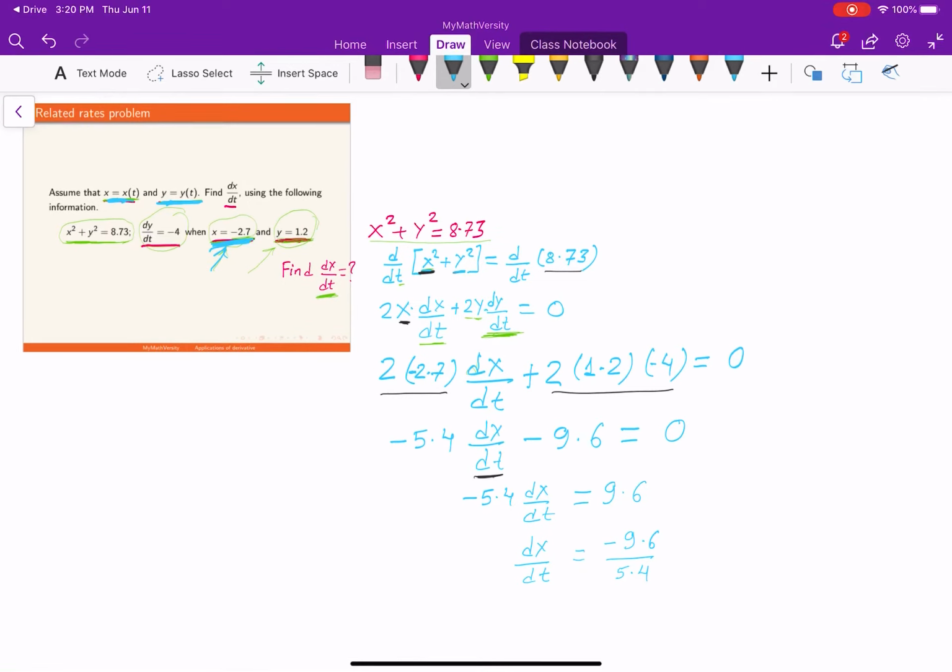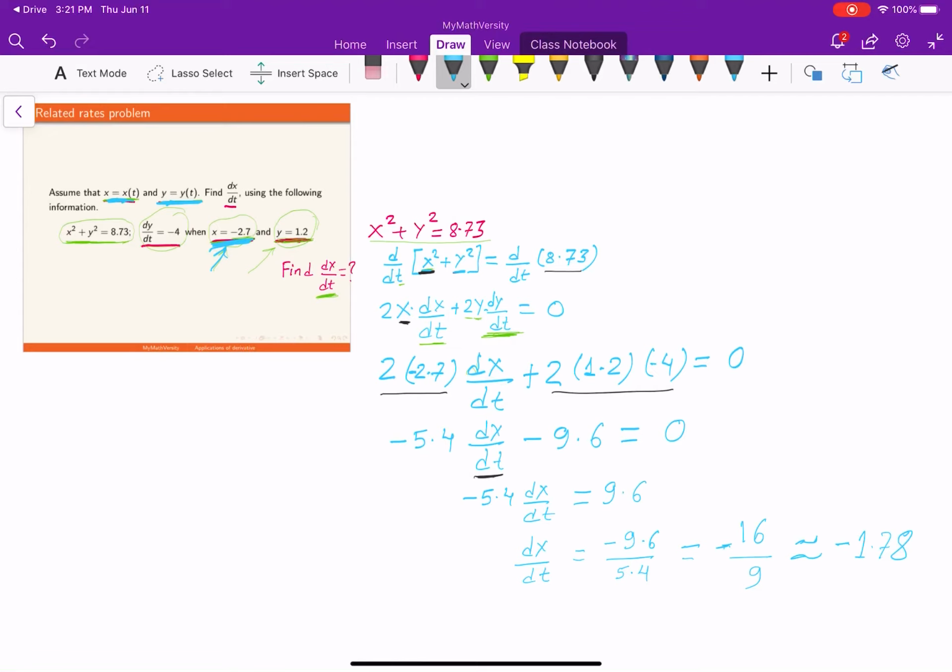But if you want to rewrite this, 9.6 divided by 5.4 can also be written as the fraction 16 over 9, and so negative 16 over 9. Or if you want to write it as an approximated value, it is about negative 1.78.